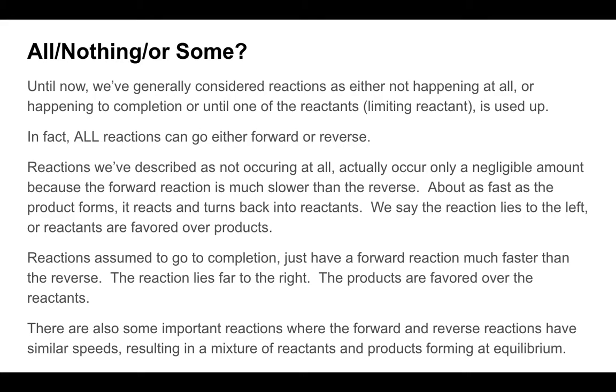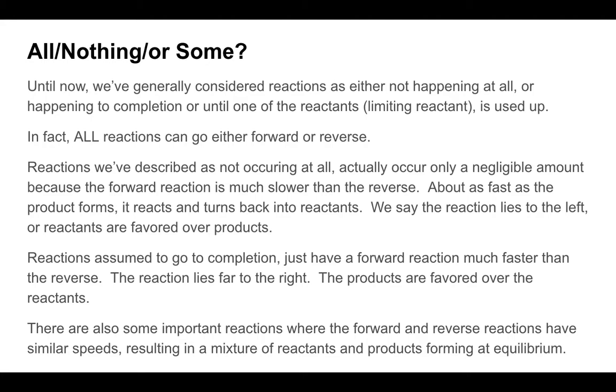One way of describing that would be to say the reaction lies to the left, that reactants are favored over products. So at equilibrium, you're going to have a lot of reactant and very little product. Reactions that we've assumed to go to completion, and we do all of our stoichiometry based on reactions that go to completion, are really just reactions where the forward reaction is much faster than the reverse. We could say the reaction lies far to the right. The products are favored over reactants. Since the reverse reaction is so slow in comparison to the forward reaction, you end up with virtually 100% product.